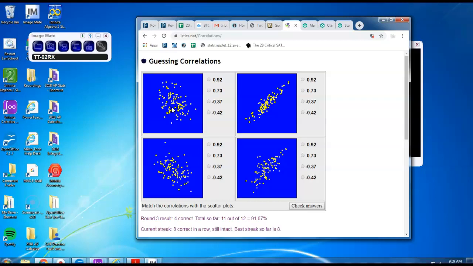This one, there is a positive or negative? Positive slope, right? Positive. Linear or curved? Linear, and probably strong. Relationship between context and context, you know?